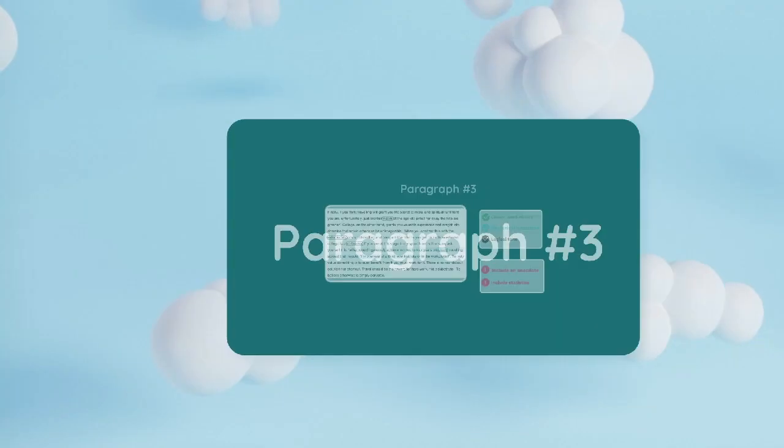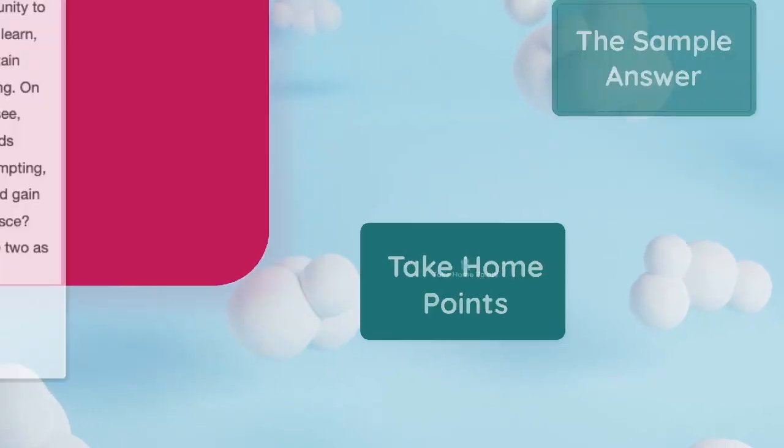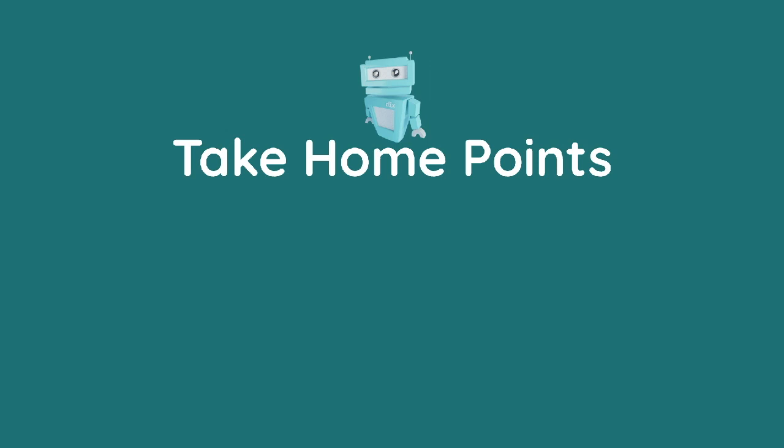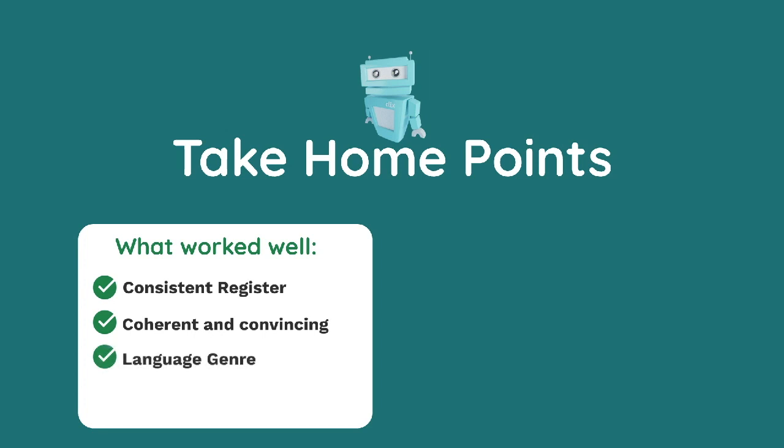So now that we've looked at a few different sections of the sample answer, I just want to quickly reinforce some of the video's take-home points. So overall, I was very impressed with this debate speech. I think what worked well was the fact that the student established and maintained a coherent and consistent register throughout the speech. The student presented, as I said, a coherent and convincing speech, which was helped by carefully chosen and effectively executed literary techniques. I was also impressed with how the student employed the appropriate language genre throughout their speech, and I love the fact that at times they showcased their wide range of vocab.